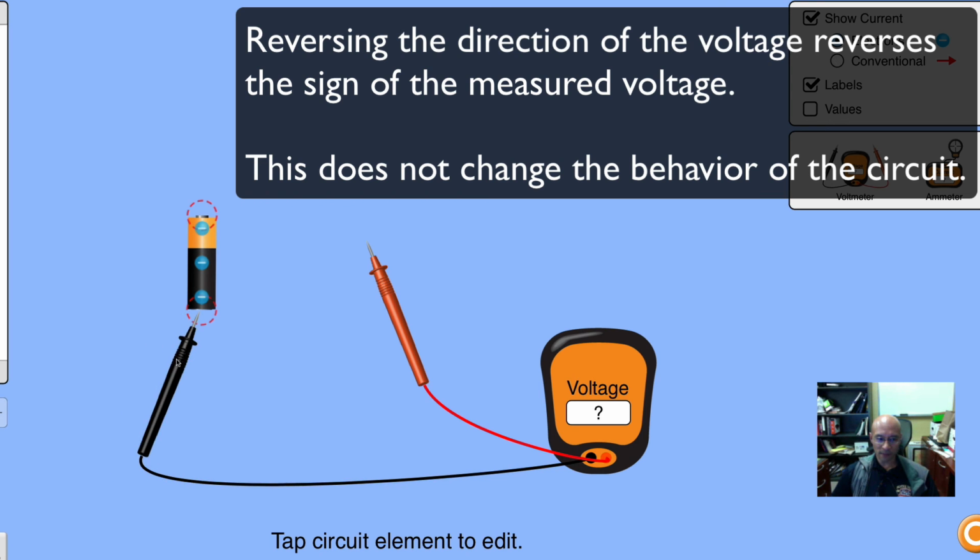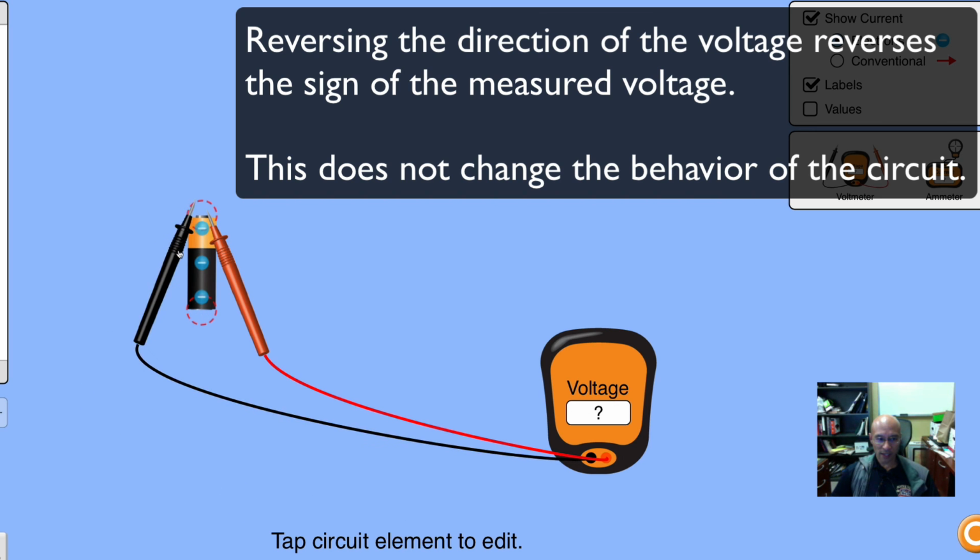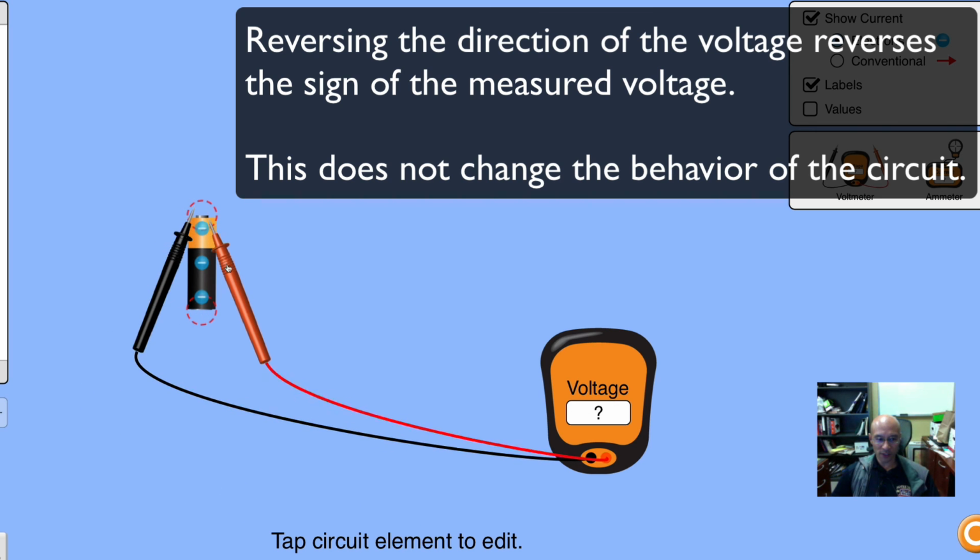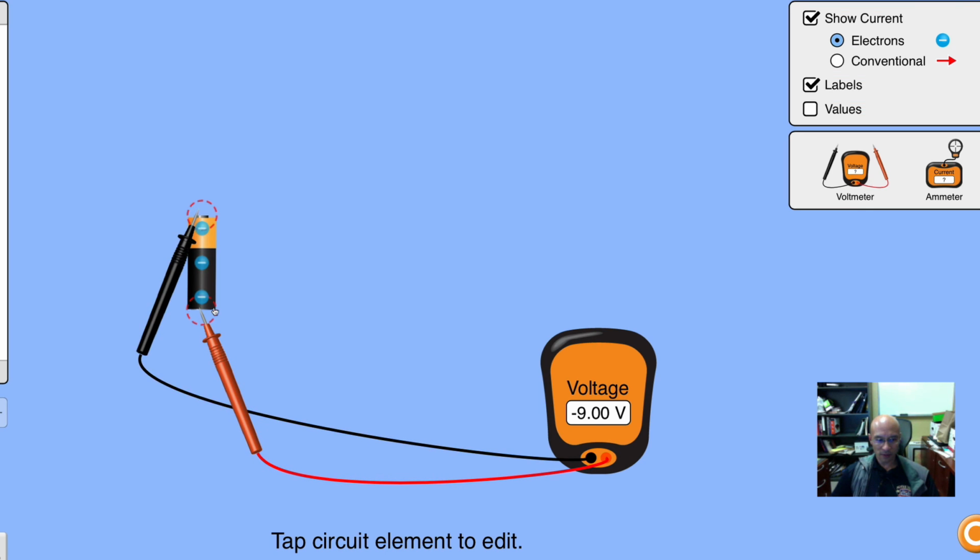So we're saying, okay, if we read the voltage one way, it's 9 volts in that direction: positive terminal relative to the reference of the negative terminal. Or if we switch it, it's negative 9 volts, from negative terminal to the positive terminal. So that's a basic introduction to sign and voltage.